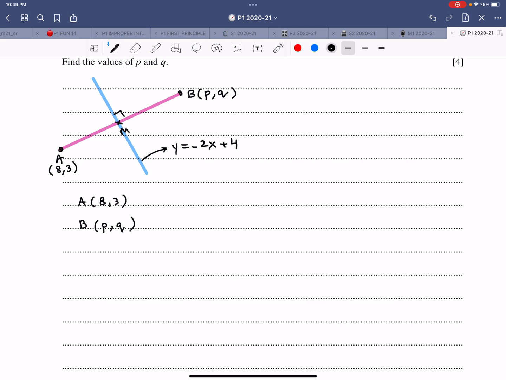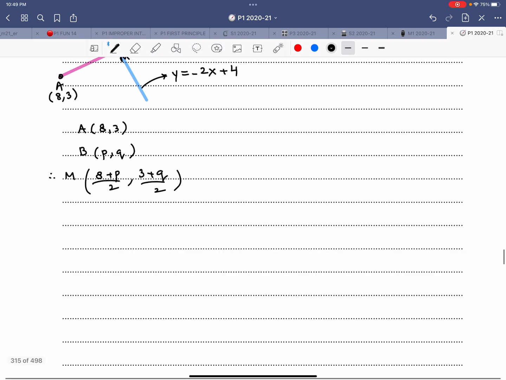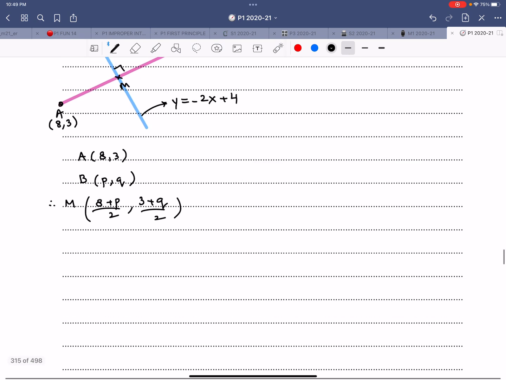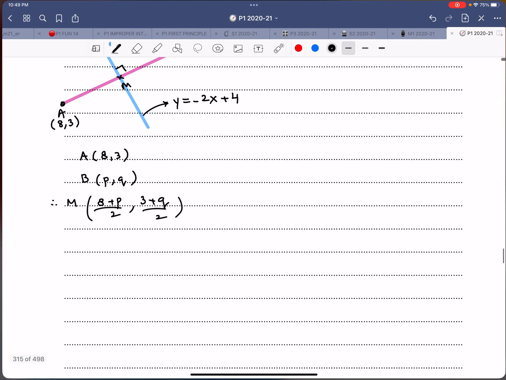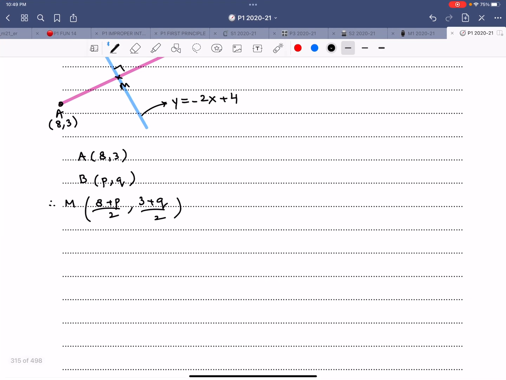Let me find the coordinates of the midpoint in terms of this. This is (8 plus p) divided by 2, (3 plus q) divided by 2. This midpoint is also part of this line. So the midpoint is part of this line, therefore y is (3 plus q) divided by 2, that is minus 2 times (8 plus p) divided by 2 plus 4. This is your equation 1. Of course, you need to simplify it.